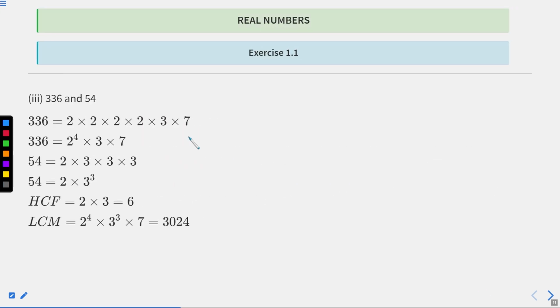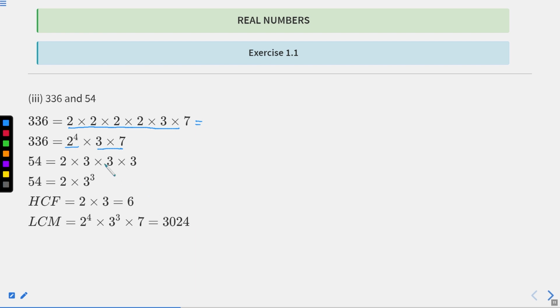So in the next one we have this pair of positive integers 336 and 54. The prime factorization of 336 is basically 2 into 2 into 2 into 2 into 3 into 7, that is 2 to the power 4 into 3 into 7. And the prime factorization of 54 is 2 into 3 into 3 into 3, which is equal to 2 into 3 to the power 3.